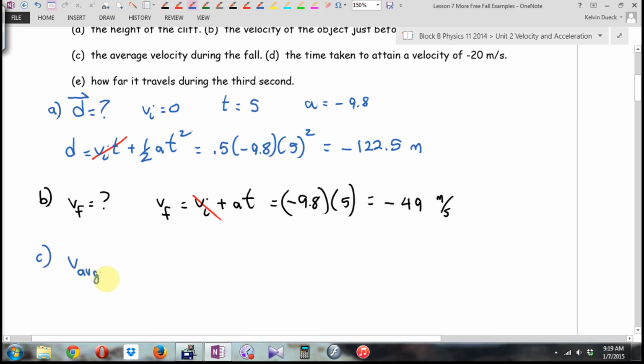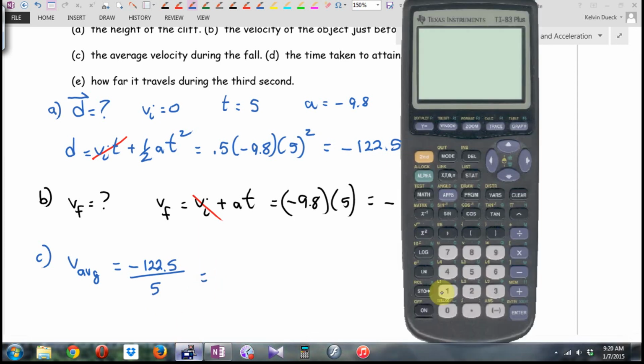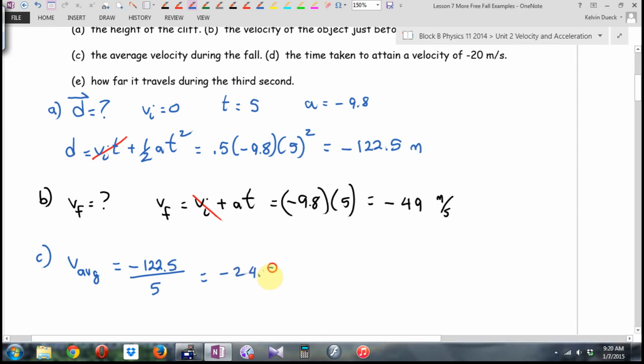My abbreviation for V average is VAVG, although I noticed on the formula sheet I put AVE for average, whatever. There is actually a fancy symbol for average. For those of you who are wondering, it's a horizontal line, but it's okay. What was the displacement? What was the time? Negative 24.5. There's my average speed, average velocity.